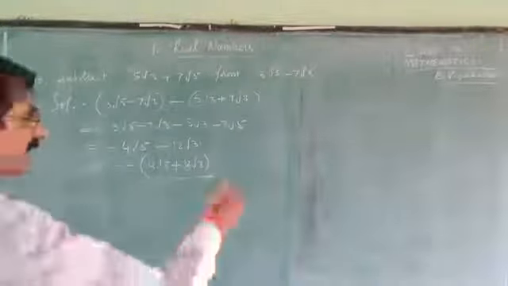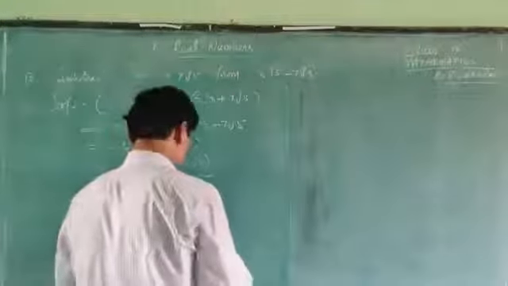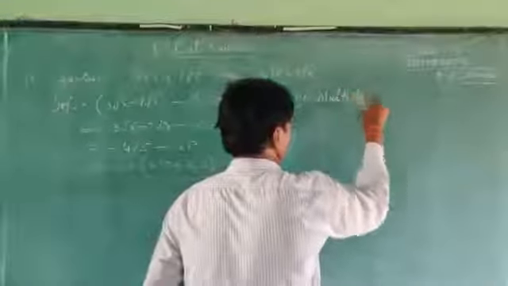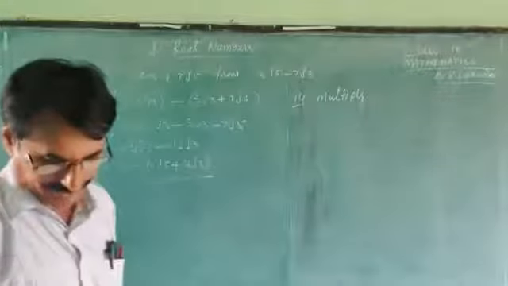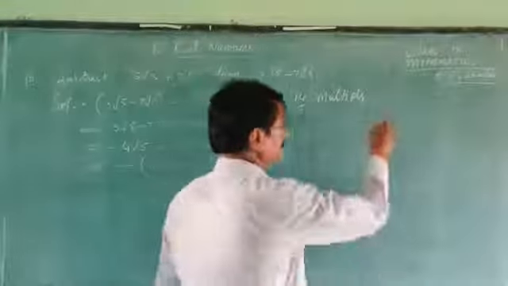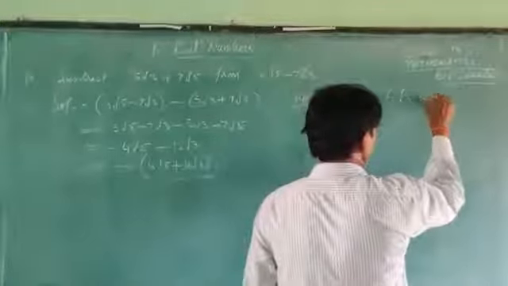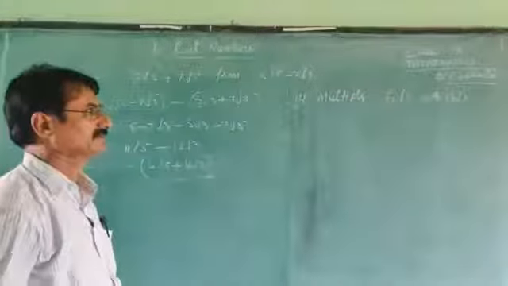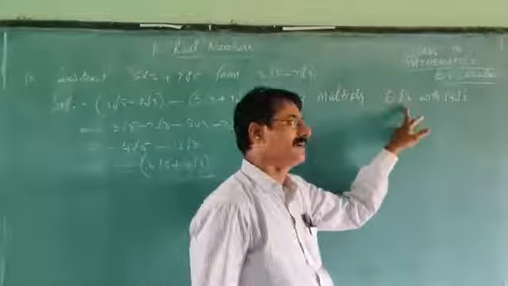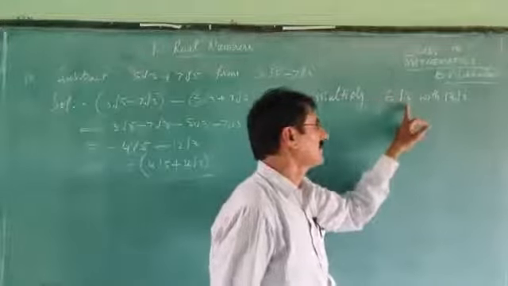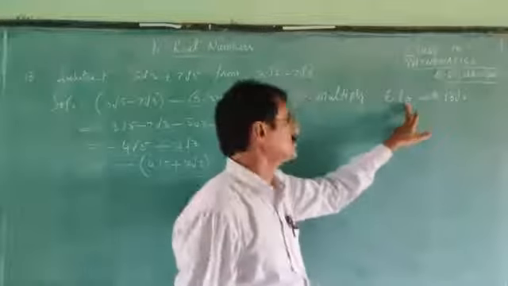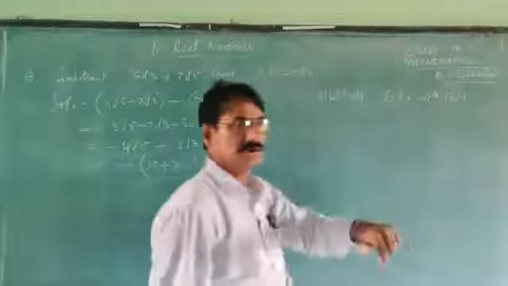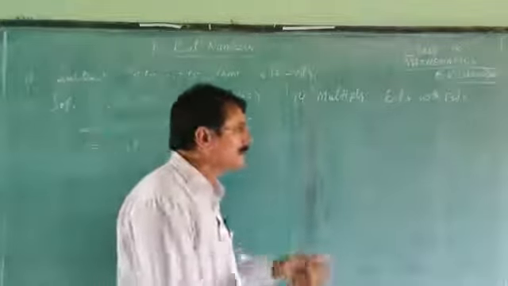Example 14: multiply 6 root 3 with 13 root 3. 6 root 3, which number? It is the product of a rational and irrational, so it is clearly irrational. And 13 root 3 is also irrational.